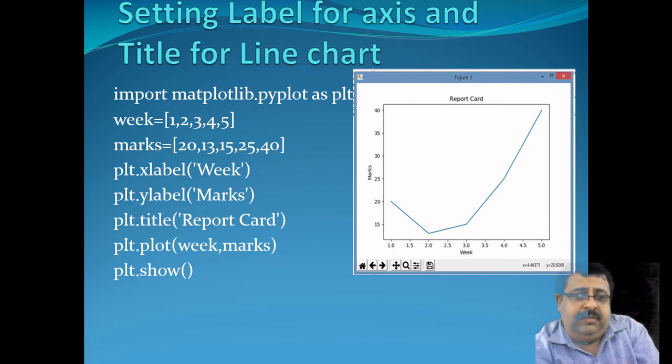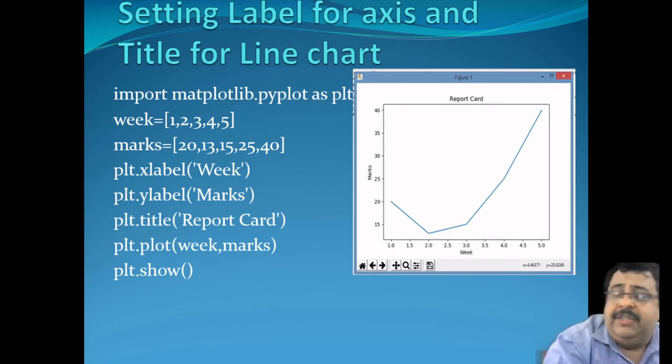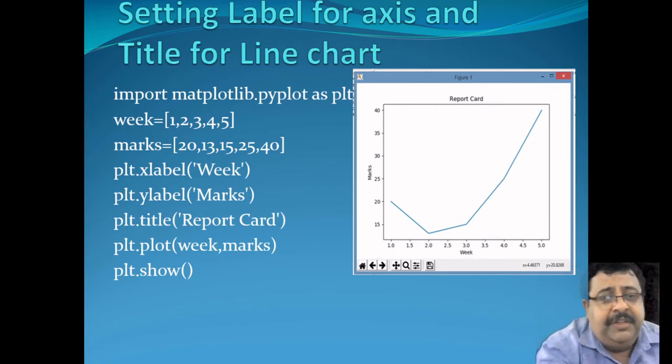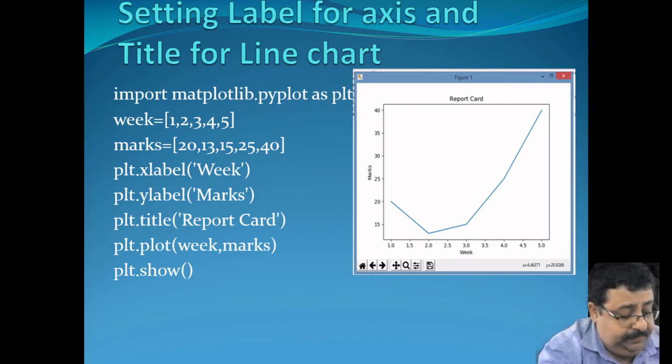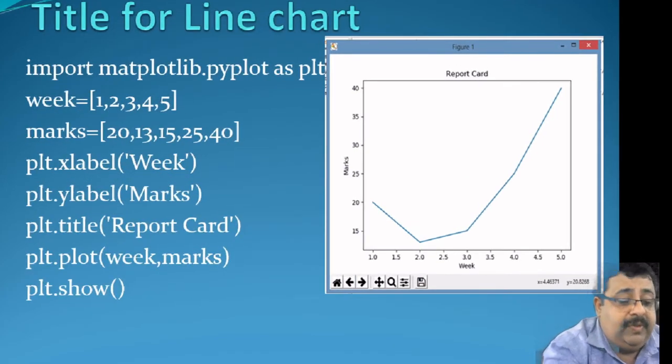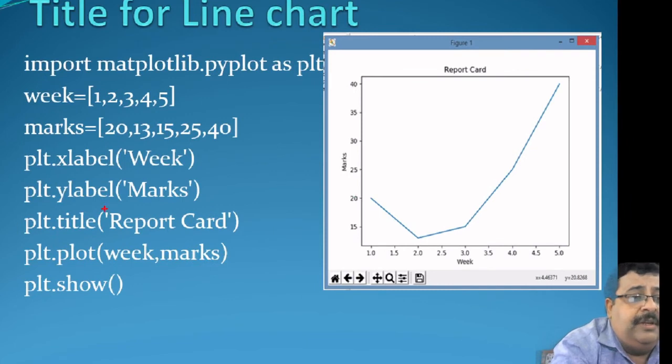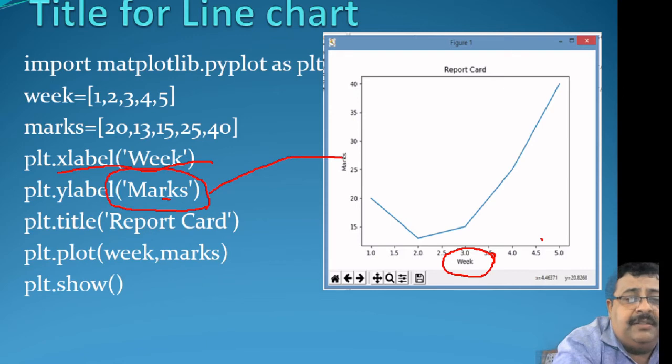So how to set the label? To set the labels, you can see that we have given the command here for the x-axis. We are using xlabel week. So now you can see that the x label is coming here. Then we are having ylabel marks. So the y label is displayed here.